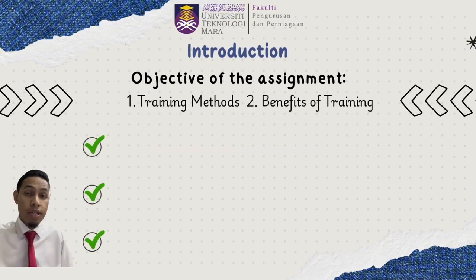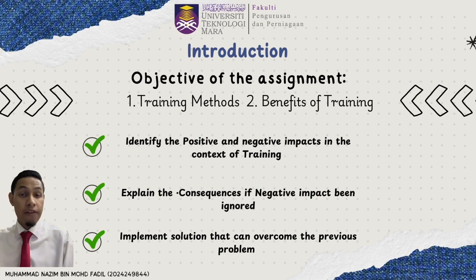Not to forget, the objectives for this assignment. We have three objectives. The first one is to identify the positive and negative impacts in the context of training. The second objective is to explain the consequences if we ignore the negative impact. And the third one is to implement a solution that can overcome the previous problem.